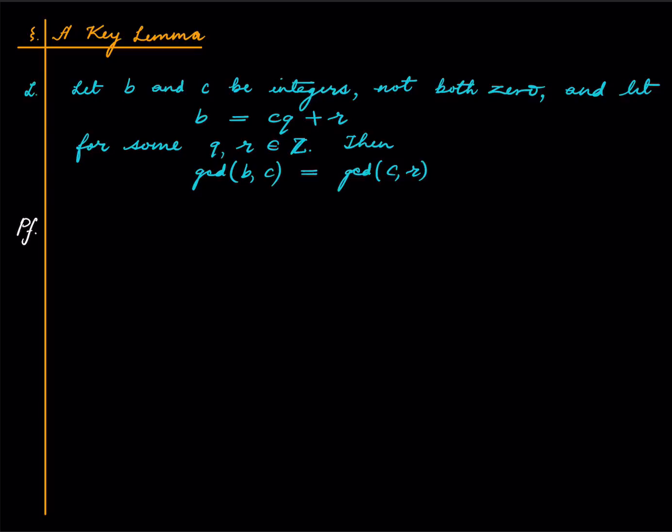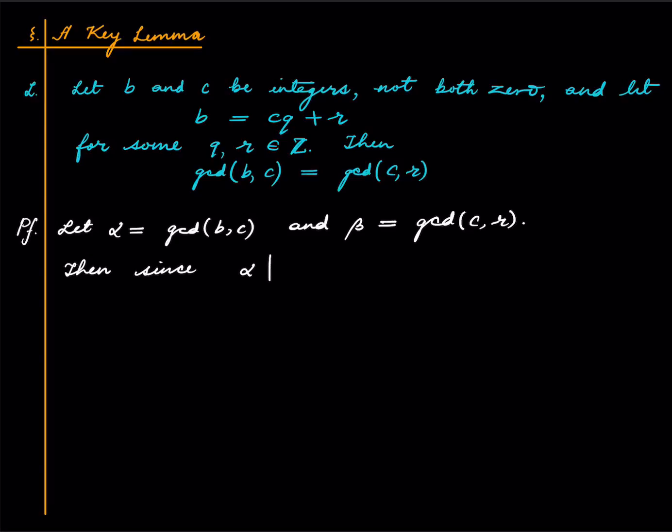Anyway, so let's prove this. Let alpha equal the GCD of B and C, and beta equal the GCD of C and R. So then, since alpha divides B and alpha divides C, because it is the GCD of B and C, so it divides both, we have alpha divides B minus CQ.